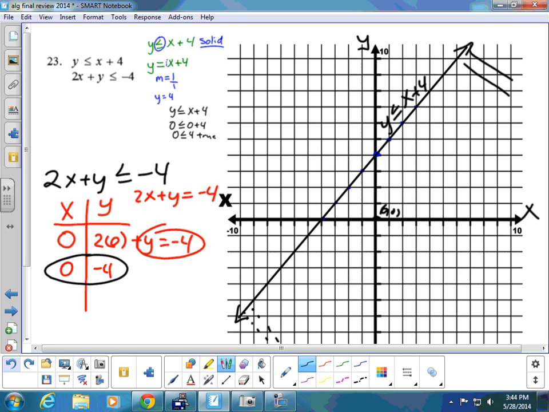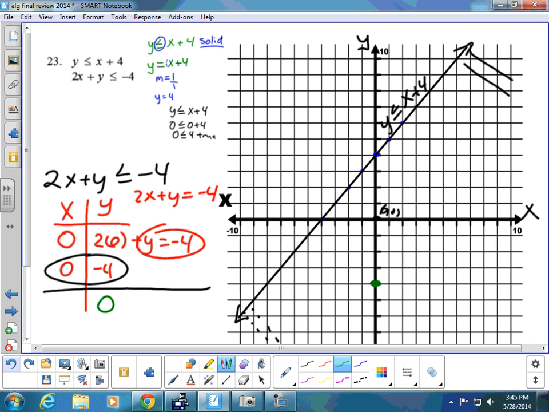So that's the ordered pair I'm going to graph, and that's the work for it. Go to 0 on the x-axis and negative 4 on the y: 1, 2, 3, 4. Put a dot. Color. Put a dot. Now, again, this is just one way you can do this.